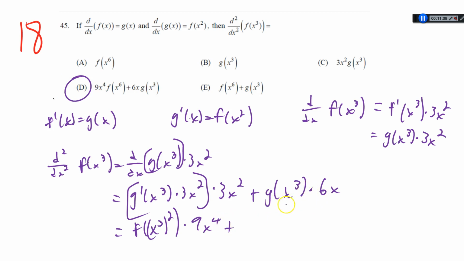Plus 6x g of x cubed. Yep, 9x to the fourth, f of x to the sixth, plus 6x g of x cubed. Weird problem. It's weird that they have these relationships. I would be interested in hearing what these functions actually are. The derivative of g of x is f of x squared. The derivative of f of x is g of x. Weird. All right. That the last one?